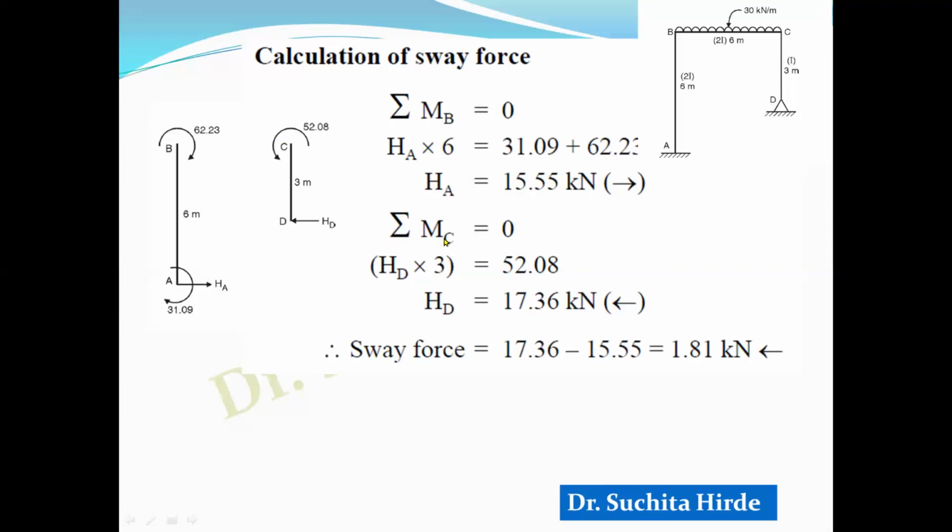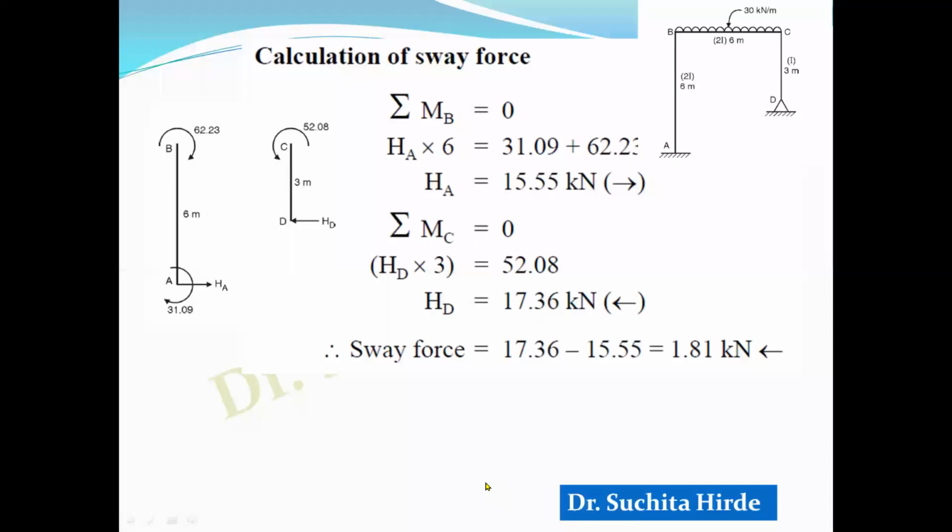So if you take moment about C equal to 0, you will get total horizontal reaction at D is equal to 17.36 kilonewton towards left. Once you get this reaction, just take summation of this reaction, you will get the sway force. Remember that this 17.36 is more than 15.55. Therefore, the net direction is towards left, and therefore sway force is also towards left, which is 1.81 kilonewton.